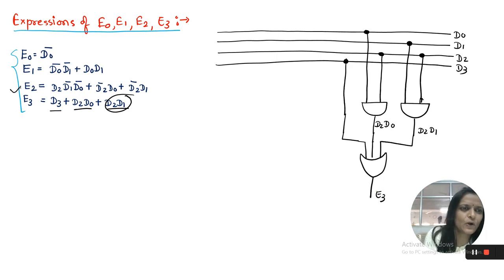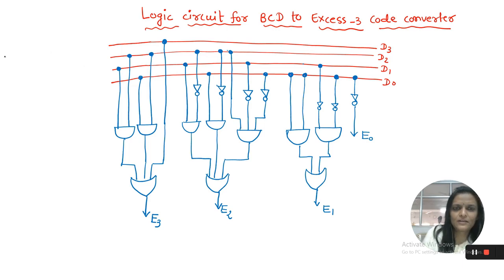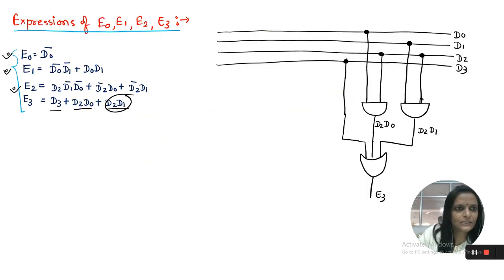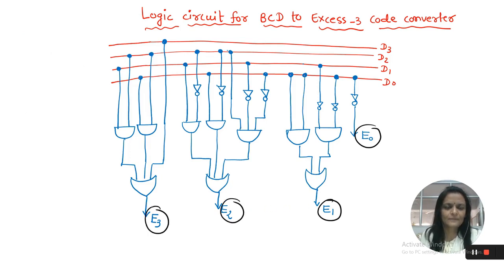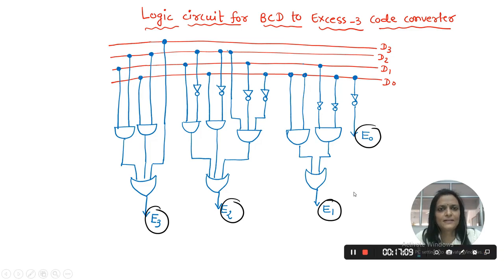Similarly, you can draw E2, E1 and E0. In the next slide, I have drawn all the 4 circuits for E0, E1, E2 and E3. This way you can obtain the logic circuit for BCD to excess-3 code conversion, and in the same way you can design the circuit for excess-3 to BCD also. This is all from my side. Thank you very much.